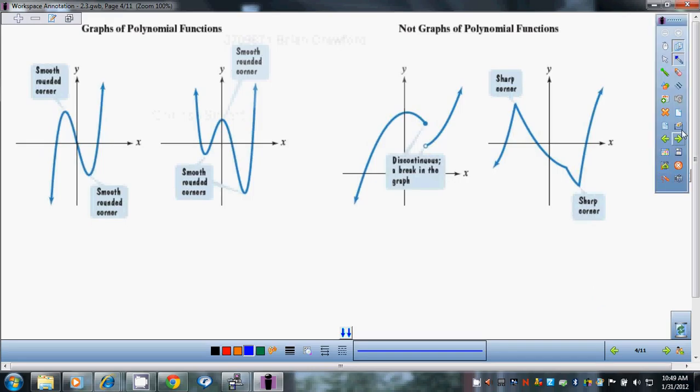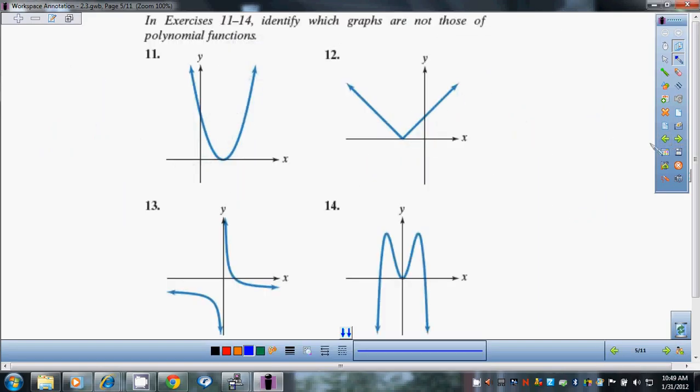All right. Which graphs are polynomial functions, do you think? What do you think about 11? Yay or nay? Yes. All smooth, no breaks. 12. No. Corner. Bad. 13. You're right. Discontinuous. 14. All right, you got it.